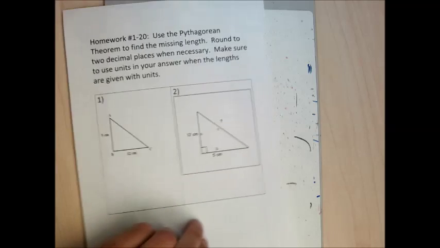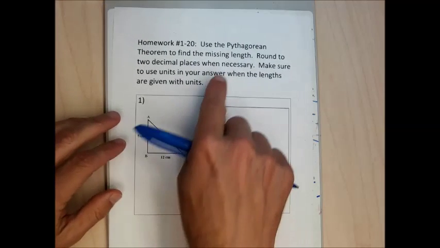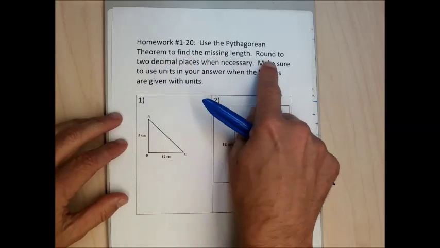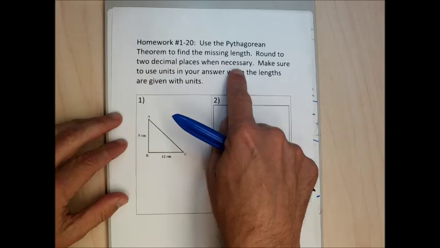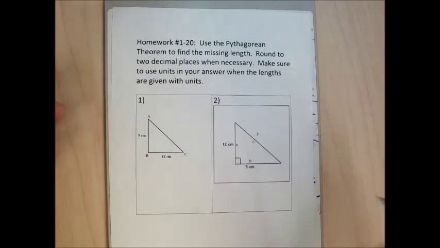Finally, to the homework problems. All right, so problems 1 through 20. Use the Pythagorean theorem to find the missing length. Round to 2 decimals when necessary, and make sure to use units in your answer. I'll let you do 1. I'll do number 2, which is essentially the same problem.